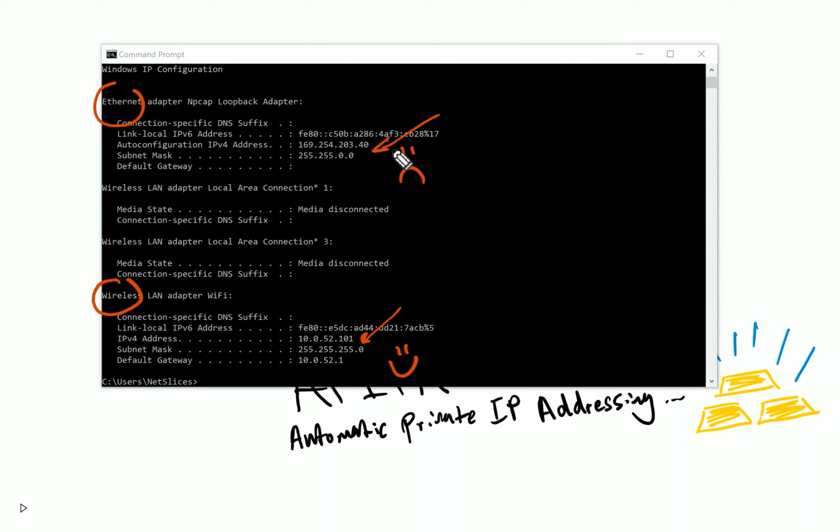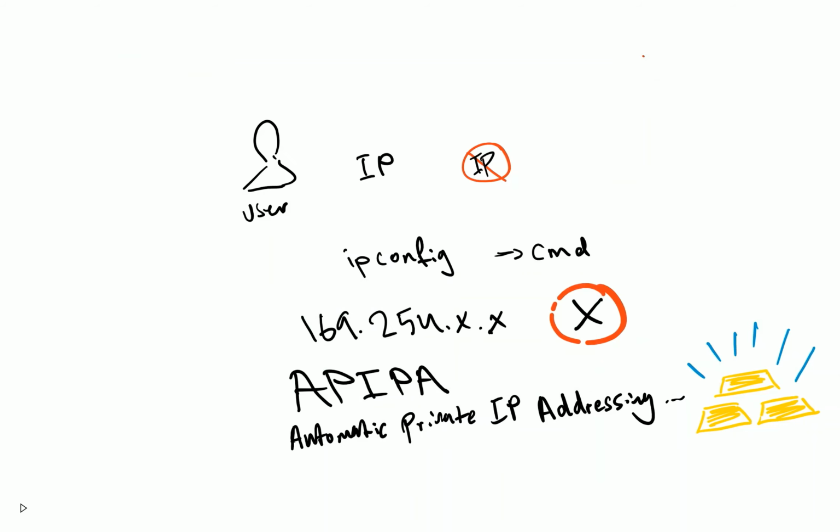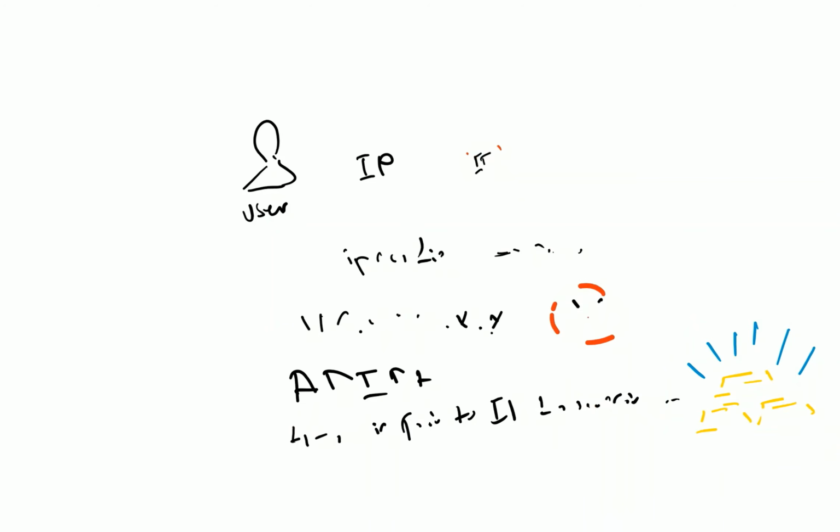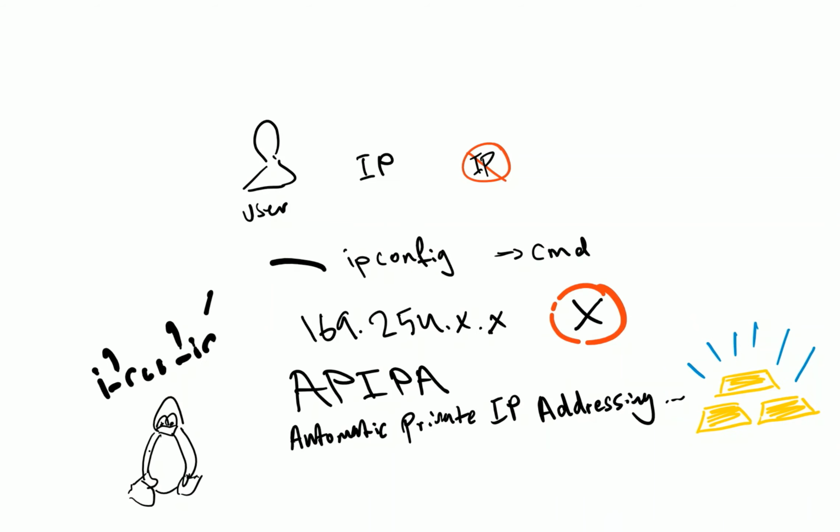It's getting a 169 IP, and that IP in particular is called APIPA, automatic private IP addressing. So as a user, giving this information to your net admin, saying that I got this IP, it's like you're giving him gold. He or she will just love you. So some knowledge is power.